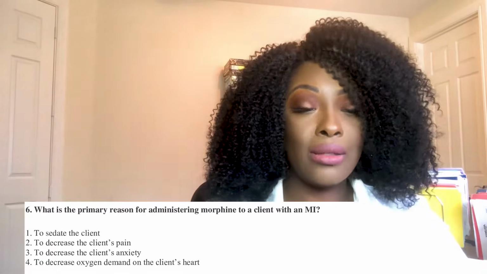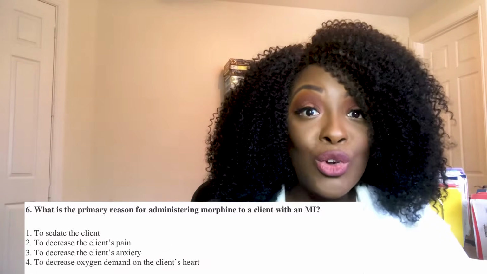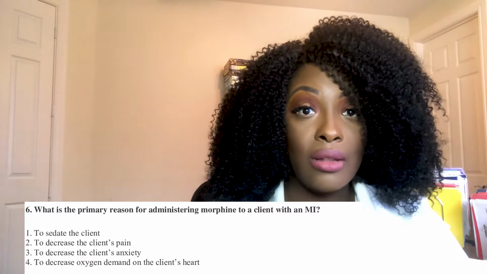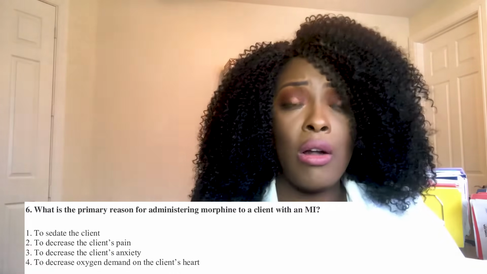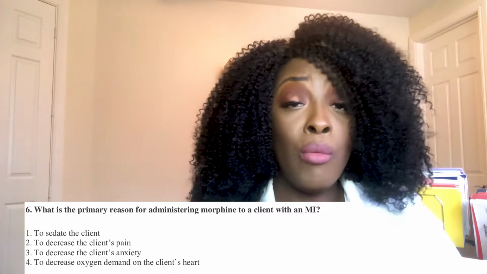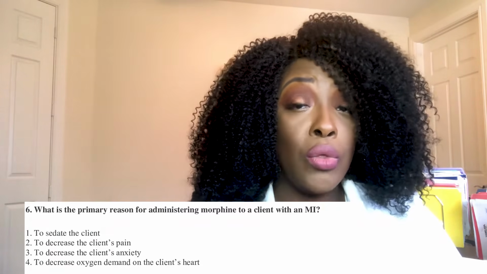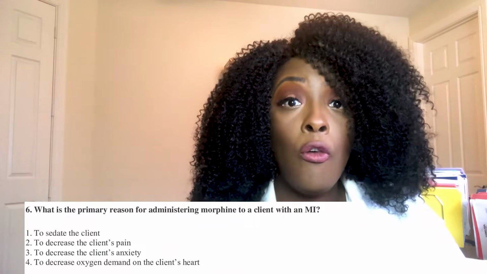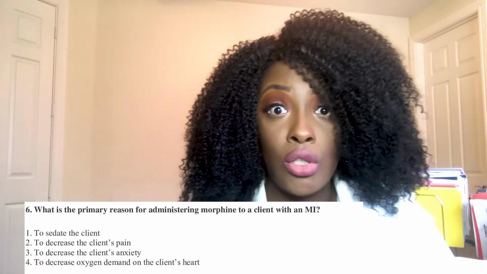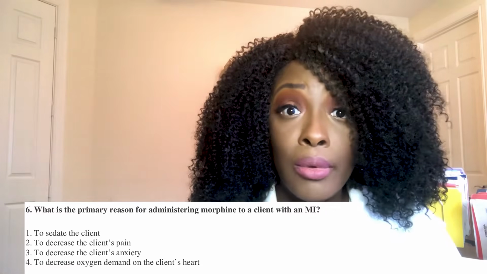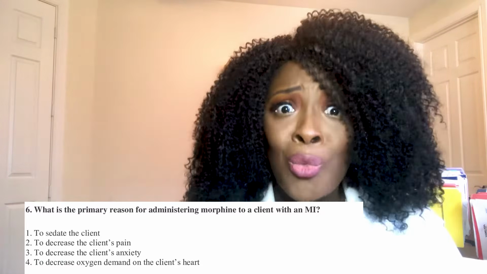The correct answer is 4. We want to decrease the oxygen demand on the heart. So guys, if a patient has this MI, the heart's in trouble. Remember, I told you in the first question, the heart is what's responsible for supplying oxygenated blood from the tip of your head to your brain, to your scalp, to your toes. The heart's responsible. So if the heart's in trouble, you want to rest the heart.